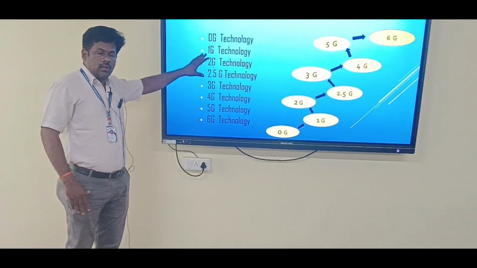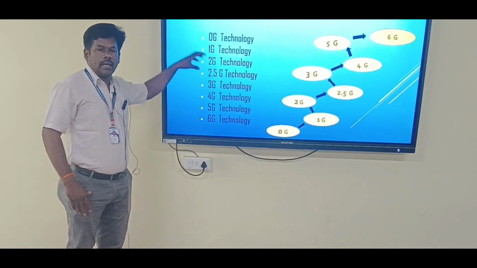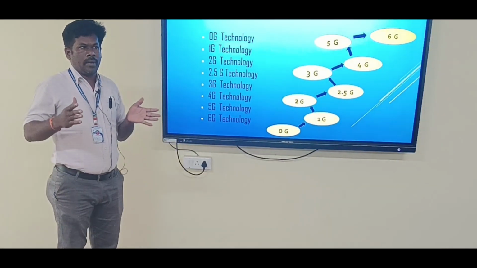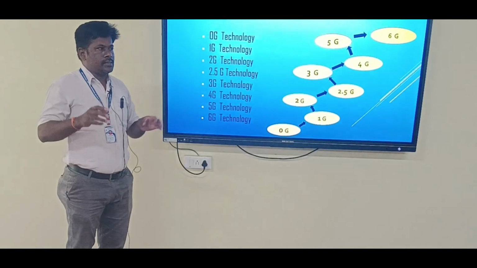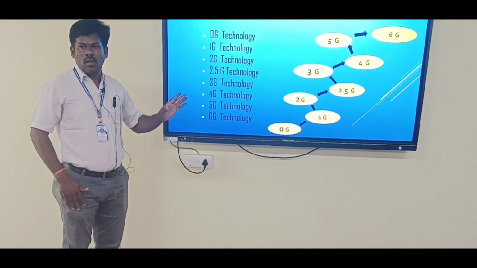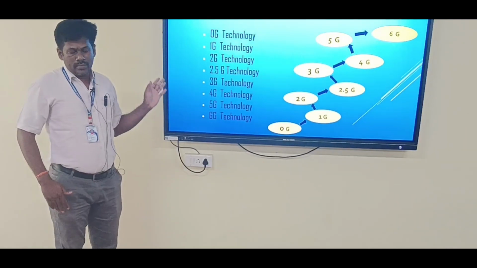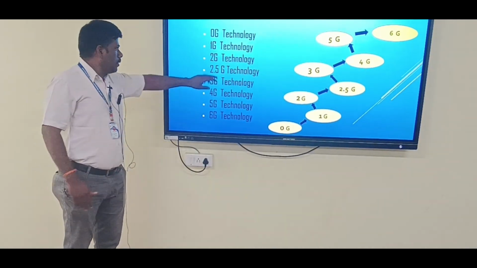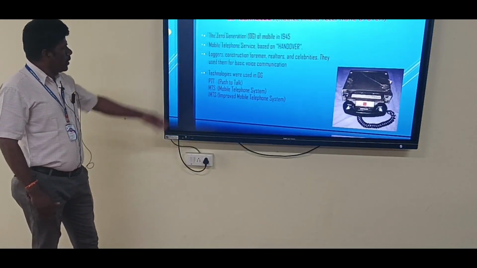In that 0 generation, they had only one benefit: only voice communication happened, between the transmitter and the receiver, from sender to receiver. So we will see it one by one.